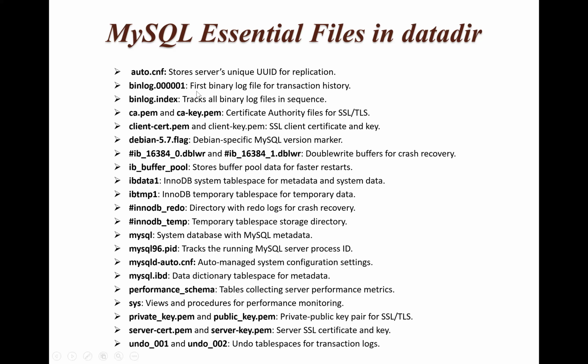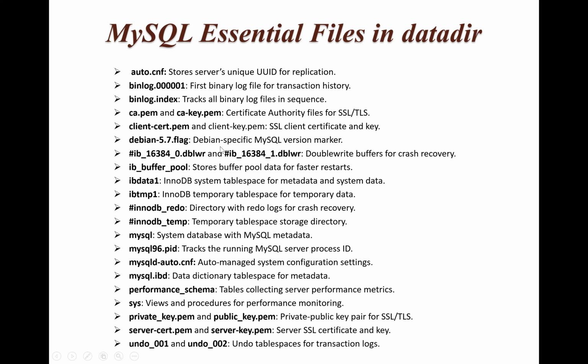So auto.cnf stores the server unique ID, and this is for replication purposes. Bin log is a binary log file. It will store the transaction history, and the bin log index tracks all binary log files in sequence mode. PEM files will be there. Those are certificate authority files for SSL. When you are securing your system, PEM files will be used. Client cert is the SSL client certificate and key.